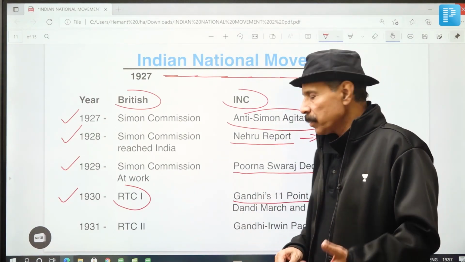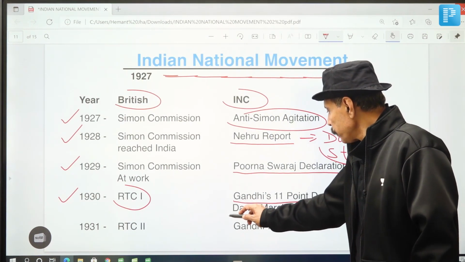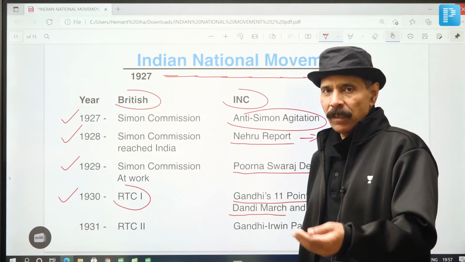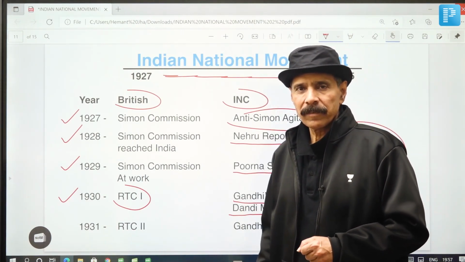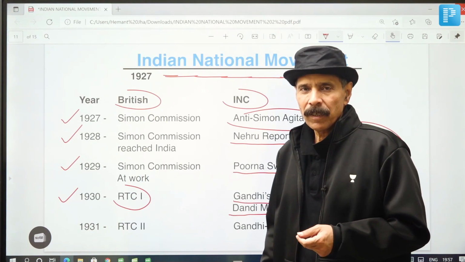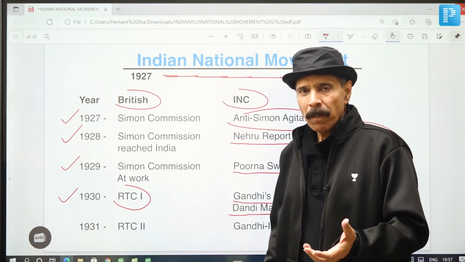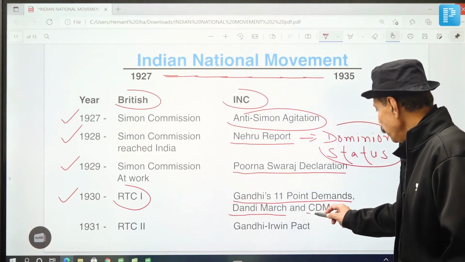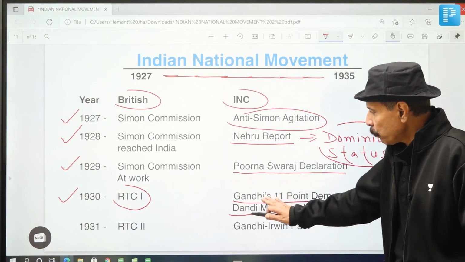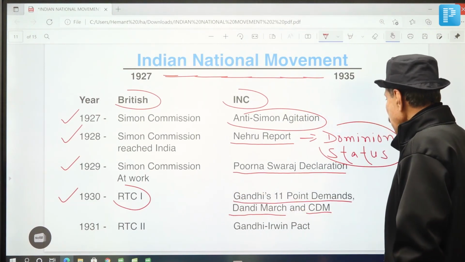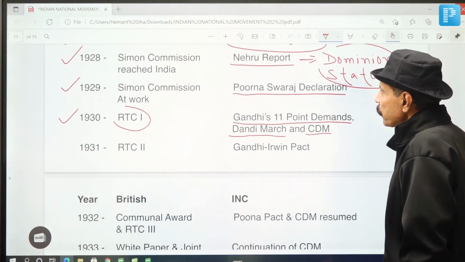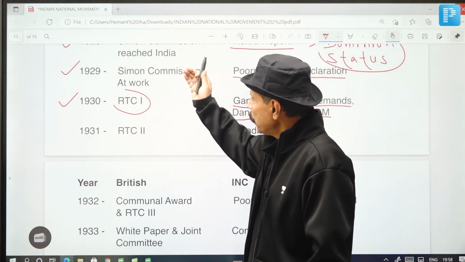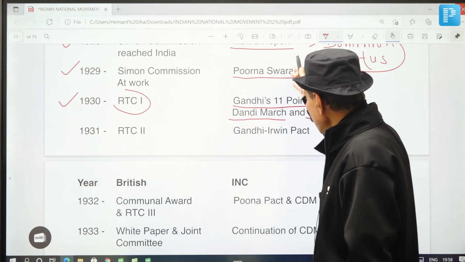The result of this was Gandhi staged Dandi March from Sabarmati to Dandi and made salt and broke salt law, and with this began Civil Disobedience Movement, CDM. This all took place in 1930. I hope now you are getting year-wise development on both sides, the British side and the Congress side.